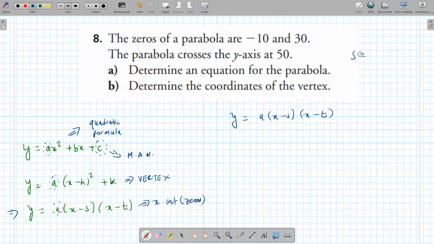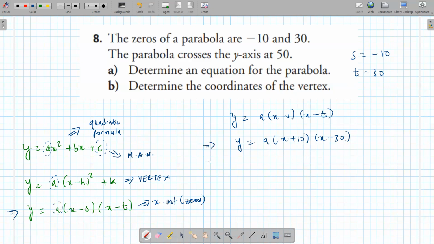And we know what our s and t are. s is negative 10, t is 30. Okay, those are our 2 x-intercepts. Just plug them into the equation. What does the first bracket become if you replace s with negative 10? x plus 10, and the other bracket will be x minus 30, right? But we don't know what the a value is.